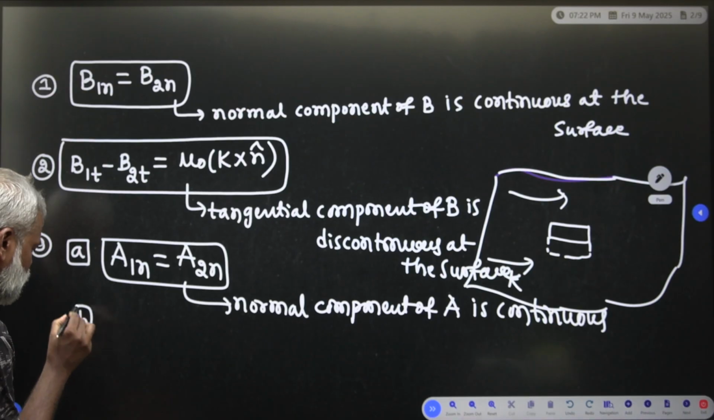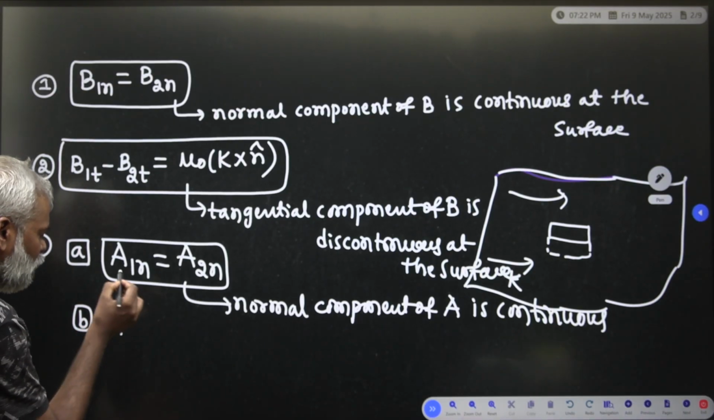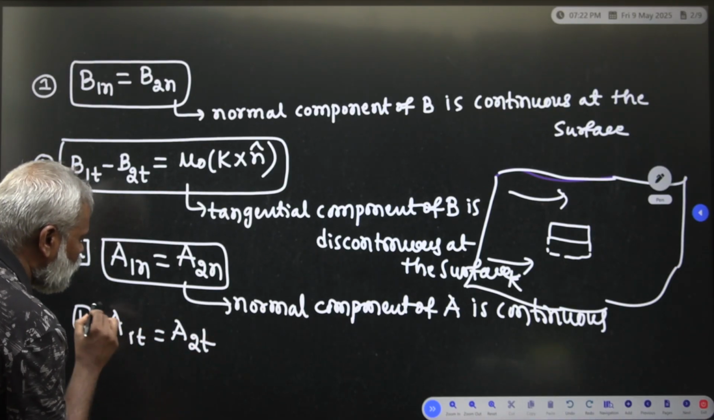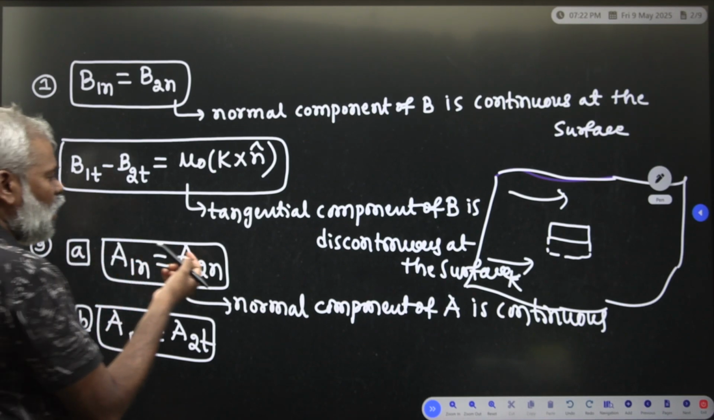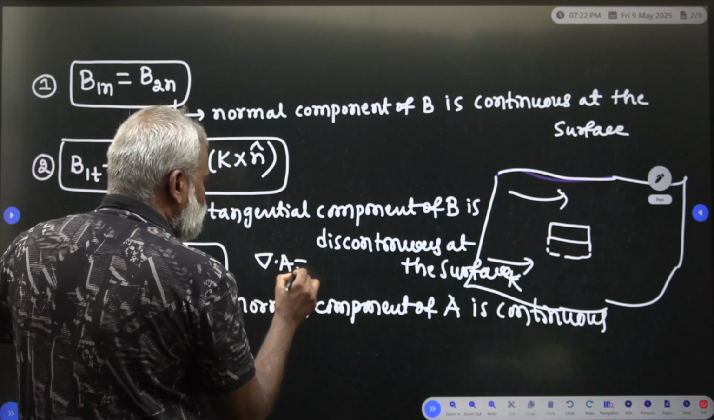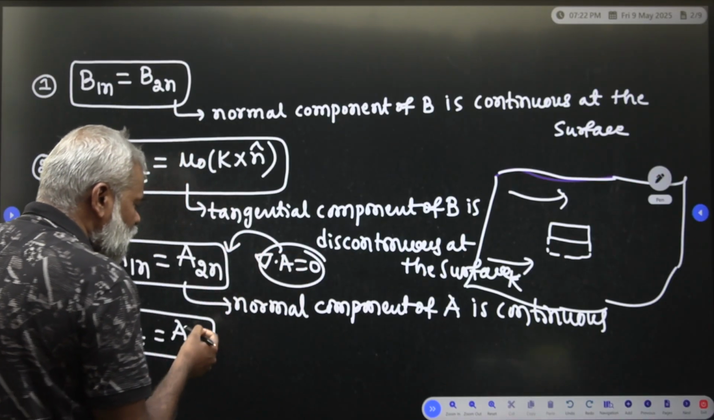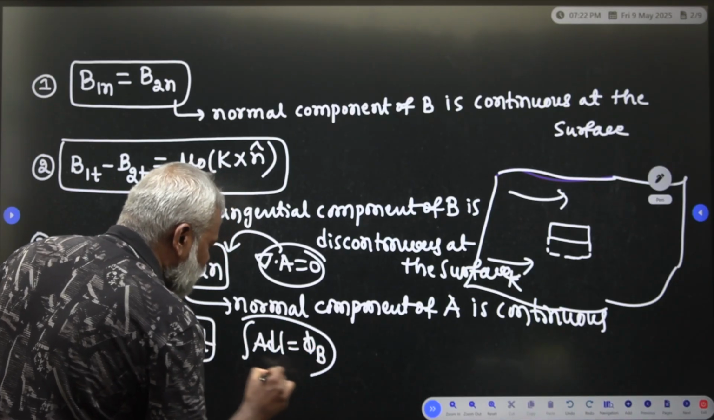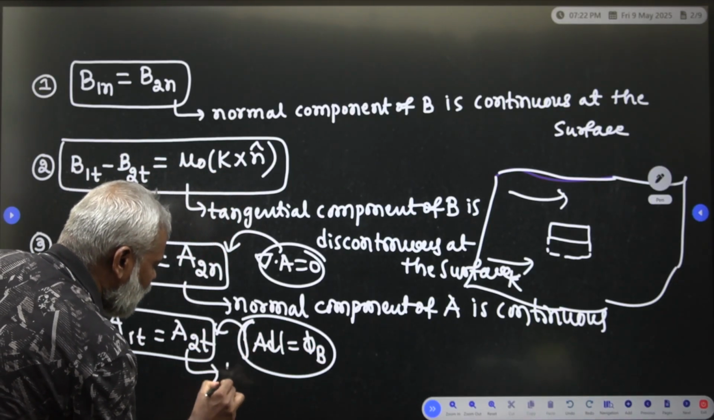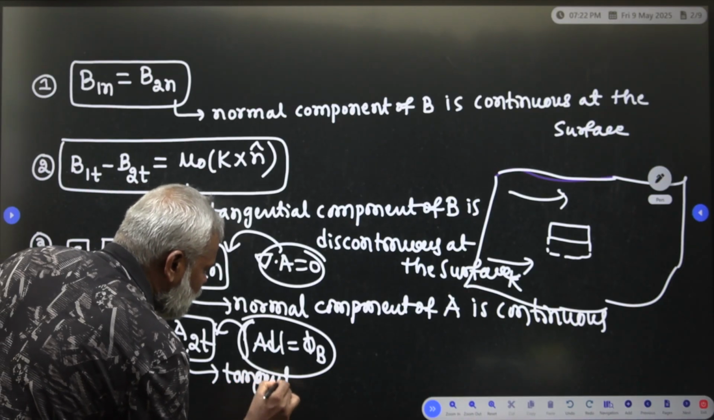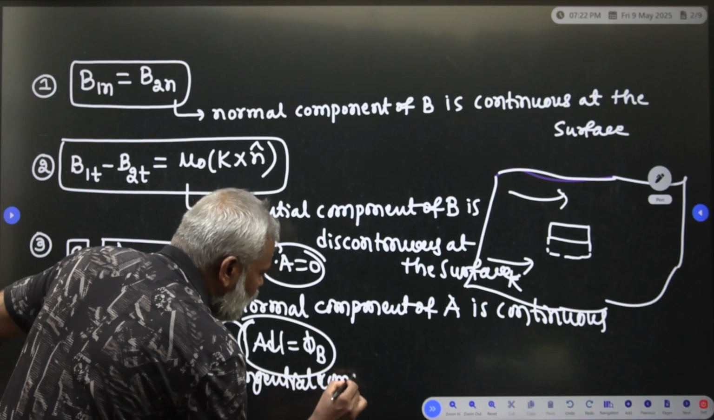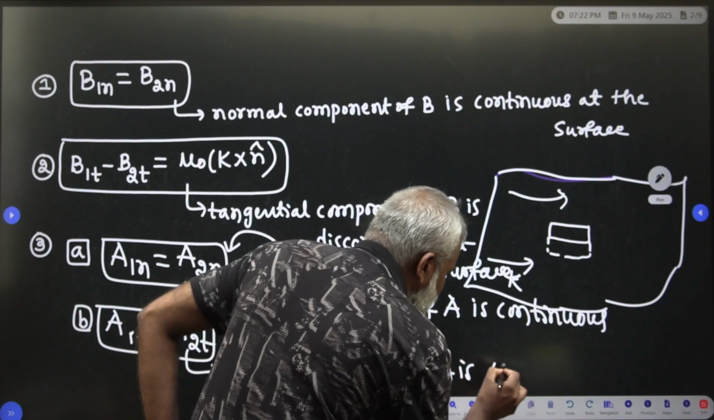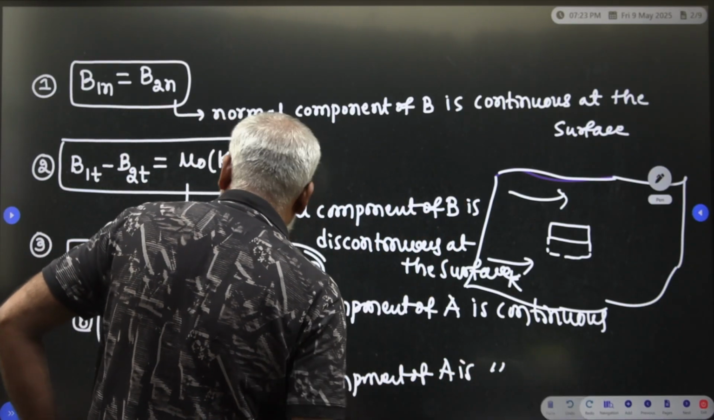Then the tangential component of A is also continuous. The normal component of A follows from del dot A is equal to 0. From here, integral A dot dl is equal to phi B. From this, we write that the tangential component of A is continuous.